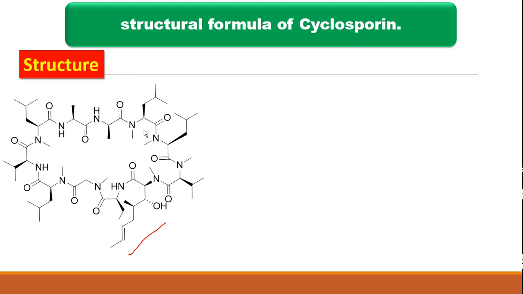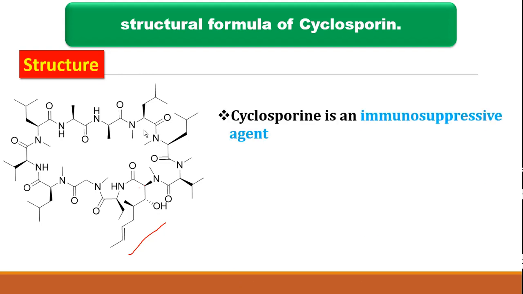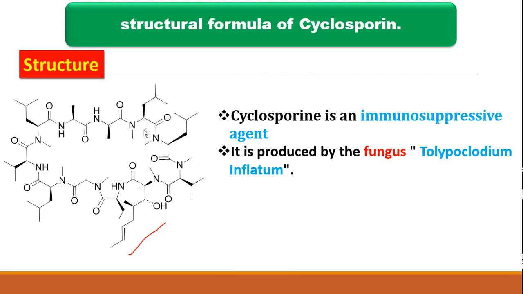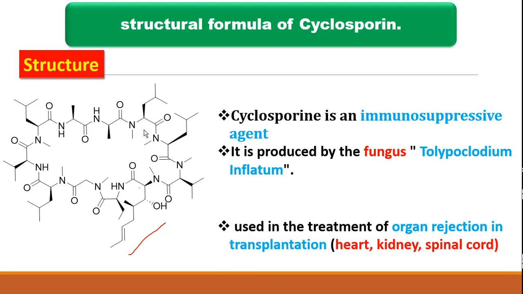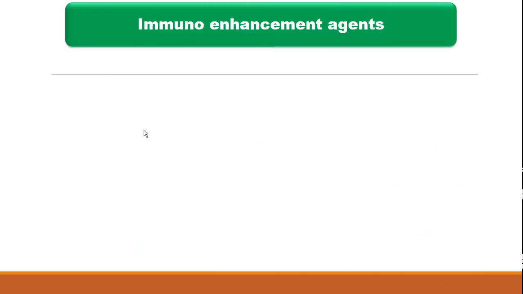Okay. So, what is the use of this compound? Cyclosporine is an immune suppressive agent. Generally it is produced by a fungus, Tolypocladium inflatum, and generally this is used during organ transplantation, and these are called immune suppressants.